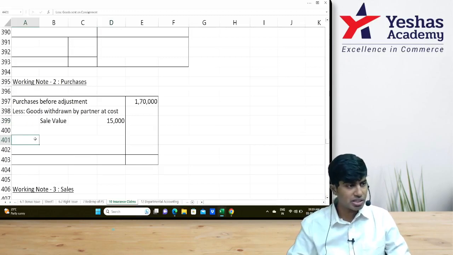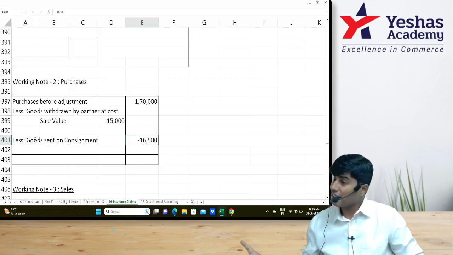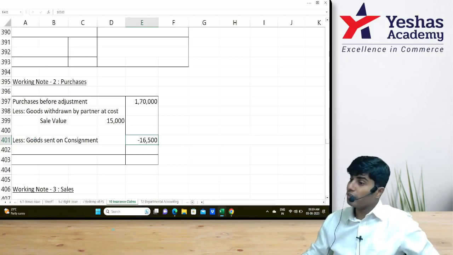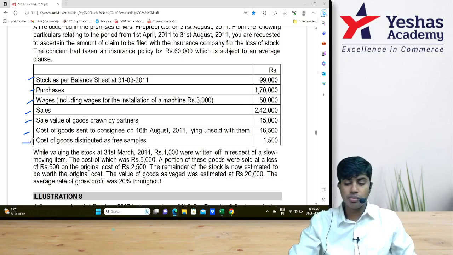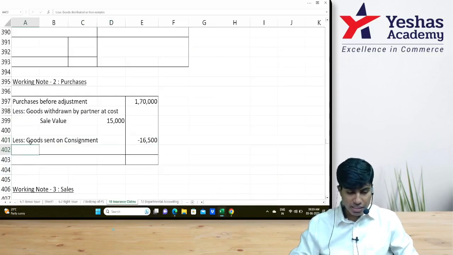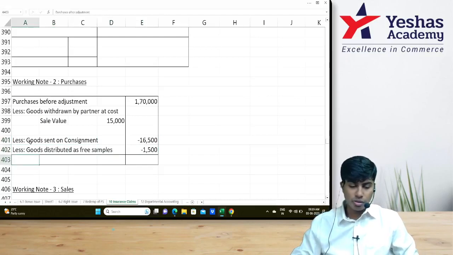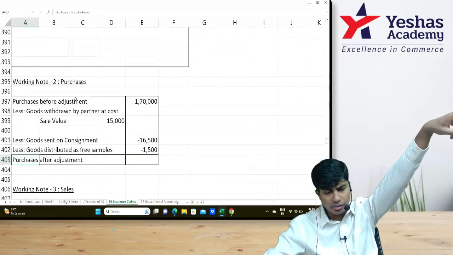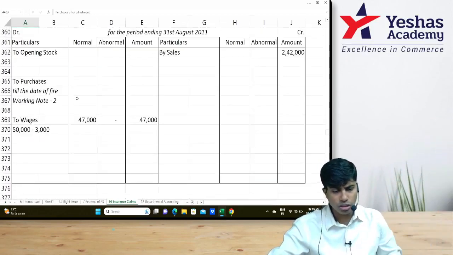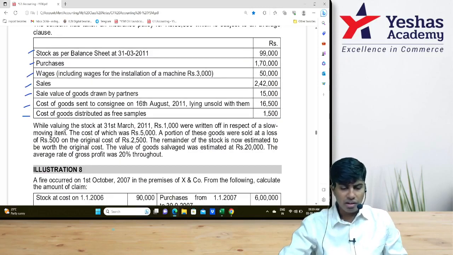Shall I deduct from purchase? Less cost of goods sent on consignment, 16,500. This I can write because they've given cost, not selling price. Then after that, cost of goods distributed as free samples. Shall I deduct the free samples also, 1,500? Then we don't know how much our purchases are after adjustment. Once we find it, we'll write it here in the total column, as well as pass it to our normal column. Then, stock value on 31st of March, 1,000 was written off.